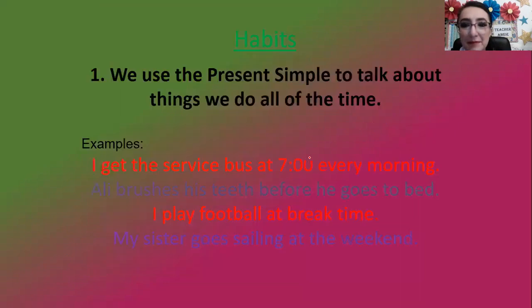That was the present simple use. Remember that we use the present simple when we talk about habits, things that we do all of the time. I get the school bus at 7 every morning. That is a habit, a routine. Ali brushes his teeth before he goes to bed. I play football at break time. My sister goes sailing at the weekend. My husband helps me with the house. That is a habit, or things that we do all of the time.